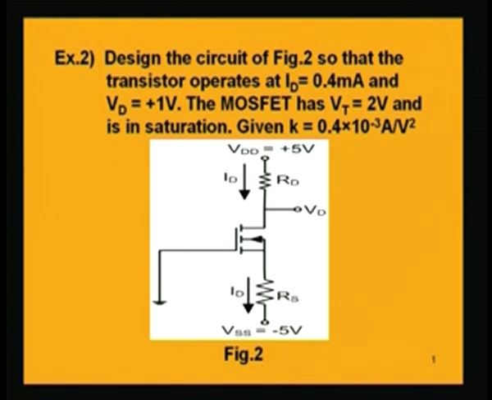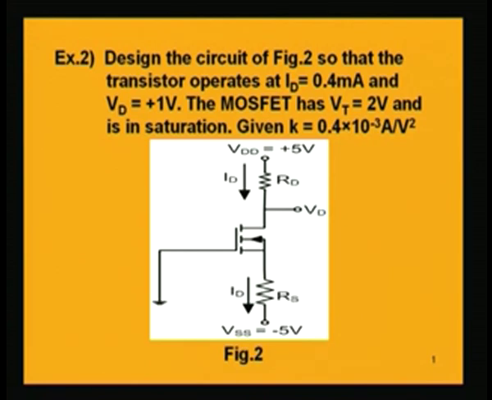Here you have to design the circuit as shown in figure 2, so that the transistor operates at drain current ID equal to 0.4 milliampere and VD equal to 1 volt. The MOSFET has the threshold voltage VT equal to 2 volt and it is in saturation. Given the value of K is equal to 0.4 into 10 to the power minus 3 ampere per volt square. So, this point is important, that the MOSFET is in saturation.